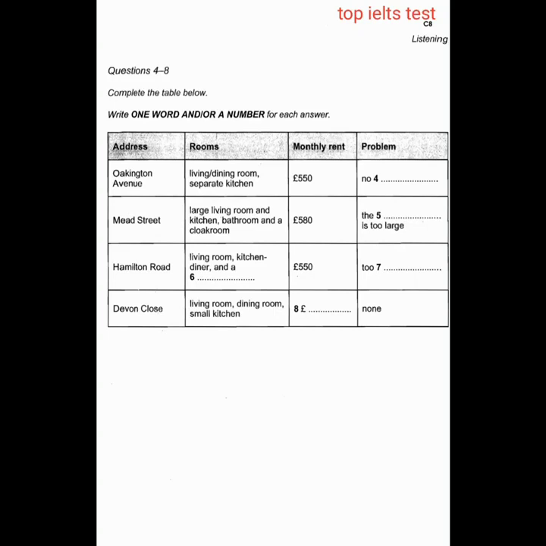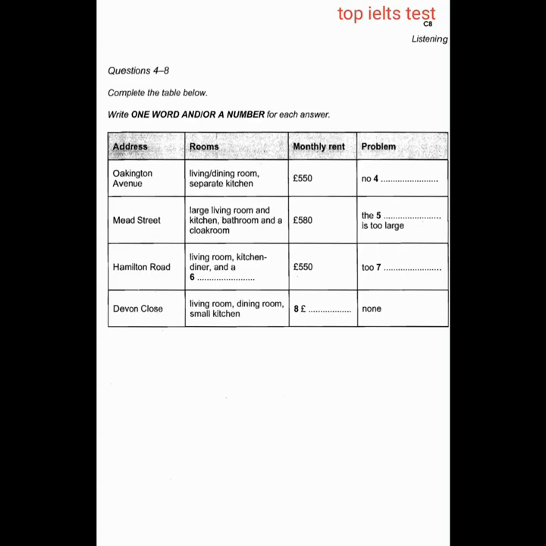Right. Then have a look at this house in Mead Street. It's got a very large living room and kitchen, bathroom, cloakroom. How much is it? That one's £580. It's very well furnished and equipped. It also has plenty of space for parking, and it's available for a minimum of a year. Oh, and there's a big garden. I don't think we could cope with that, to be honest. We'll be too busy to look after it.